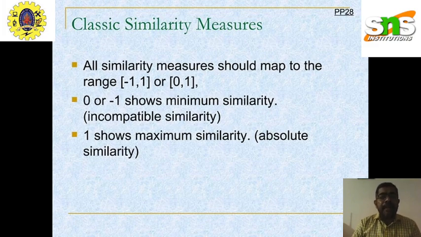If I get a result of 1, then we can come to the conclusion that the queried text or document has 100%, or somewhat 80% or 90%, relevancy in case it is produced as a retrieval. So 0 shows minimum similarity, or we may say incompatible similarity, and 1 shows maximum similarity. This way we can classify the similarity measures.